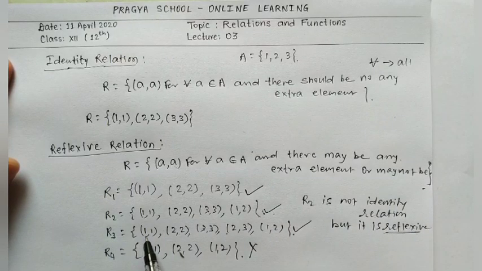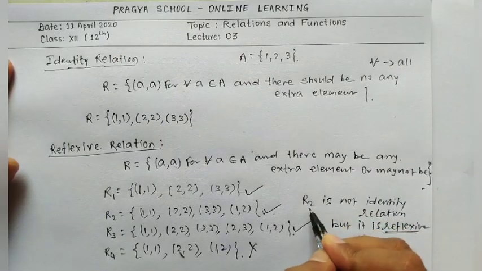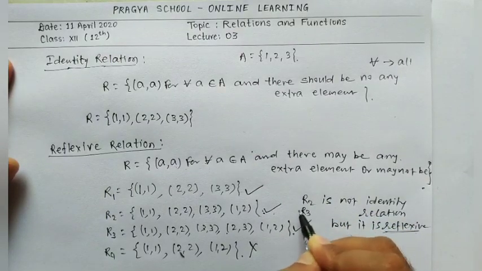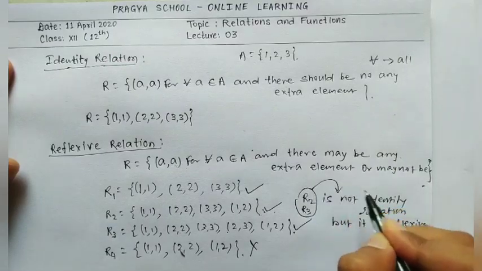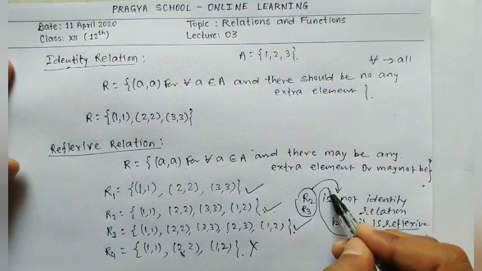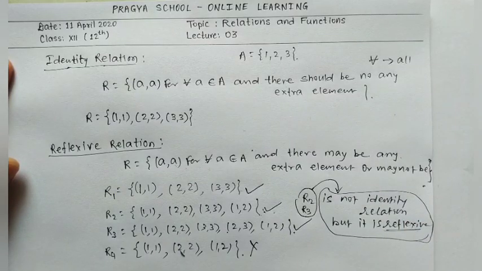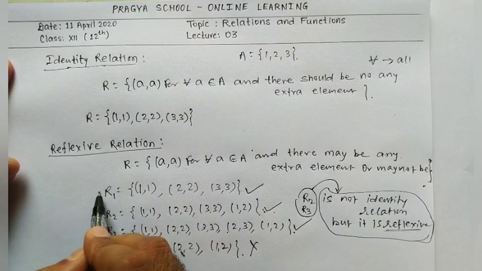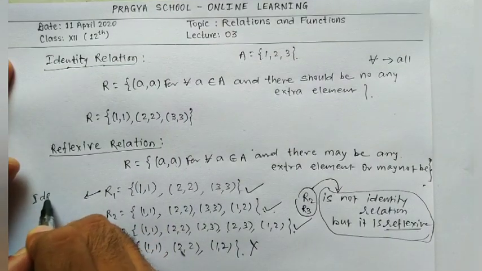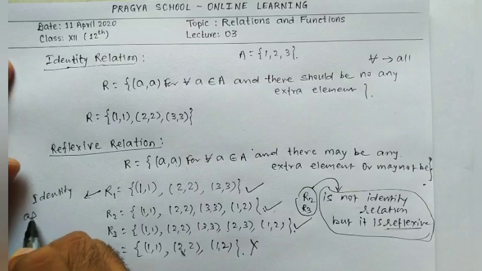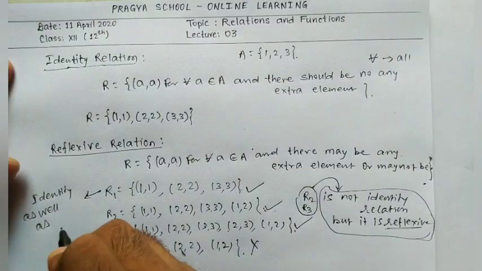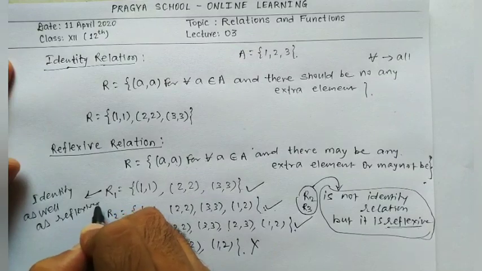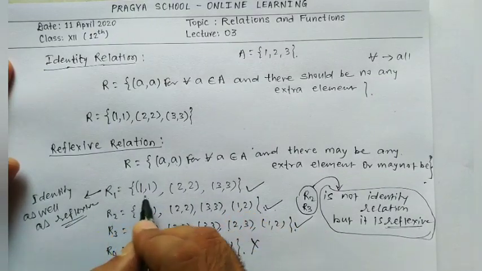Again you can say for R3, R3 is having entries (1,1), (2,2), (3,3), but apart from this we have (2,3) and (1,2). So R3 is not an identity relation, but it is reflexive. So for R2 and R3, by this definition, they are not identity relations, but they are reflexive. What is for R1? R1 is identity as well as reflexive. Yes, R1 is an identity relation and R1 is a reflexive relation.